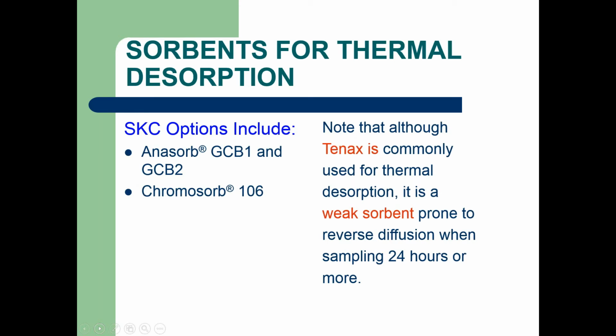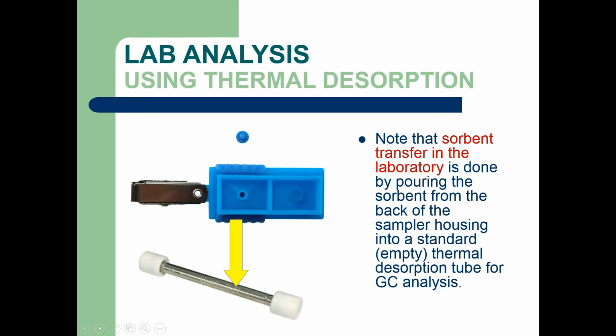Many of us grew up in the profession thinking of 10X as the ultimate sorbent for thermal desorption. But this actually is an older, weaker sorbent and is not really recommended for long-term sampling of 24 hours or more, as reverse diffusion may occur with this weaker sorbent. Once you return the ultra sampler to the lab, they will pour the sorbent into a standard thermal desorption tube for thermal desorption of collected compounds, followed by GC analysis.